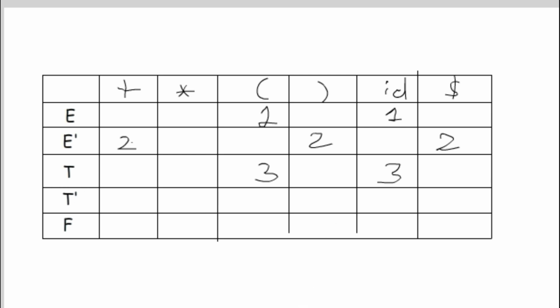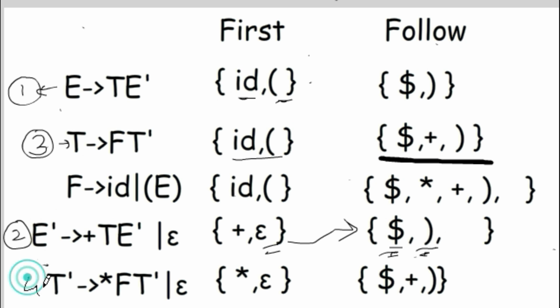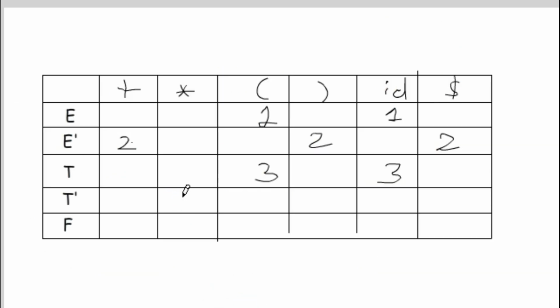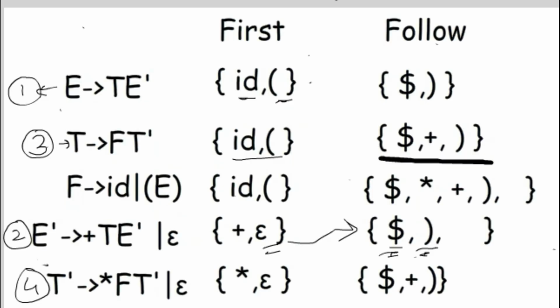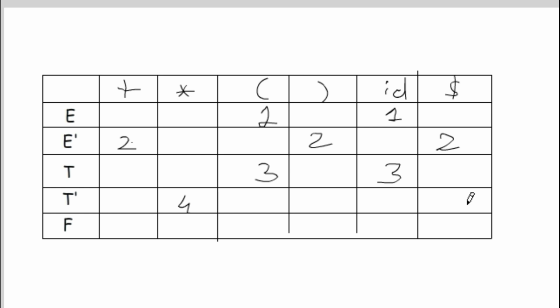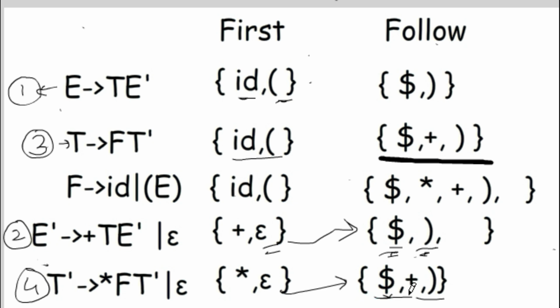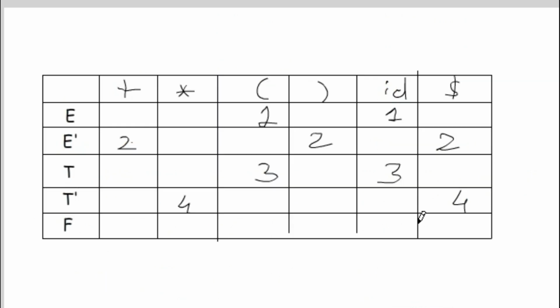Now let us go to the next one, which is fourth, with this T dash. Now look at the first: star and epsilon. So we will write 4 at the star. But what about epsilon? In case of epsilon, you have to go to the follow. In follow, we have dollar, plus and close bracket. So we have to write 4 at dollar, plus and close bracket.